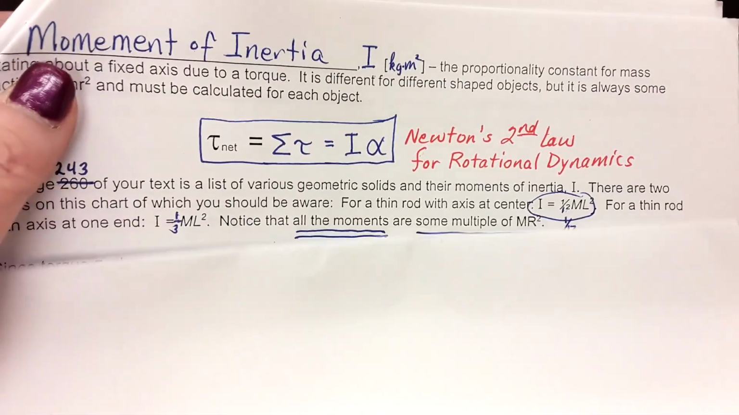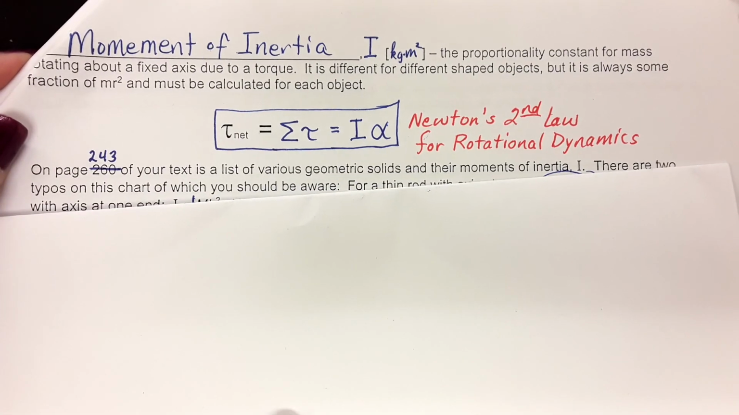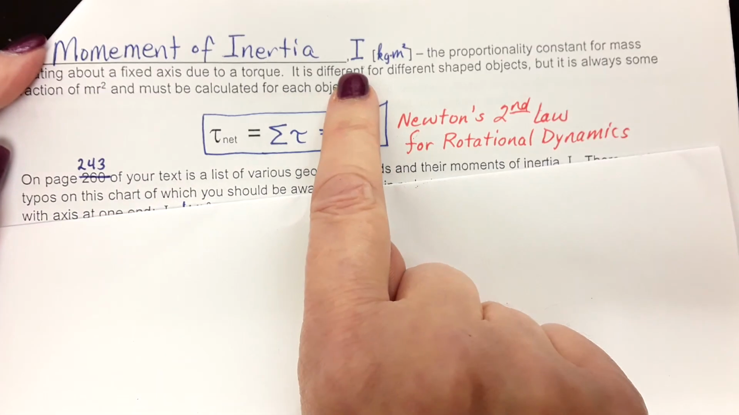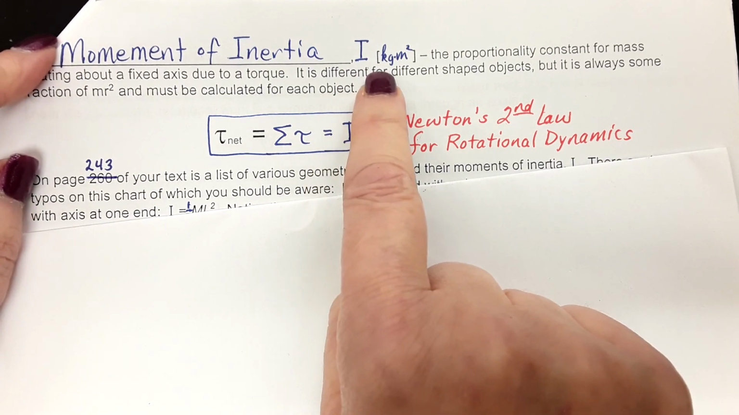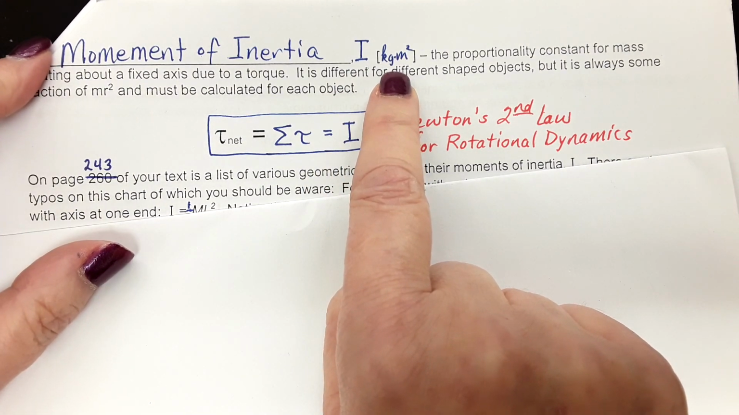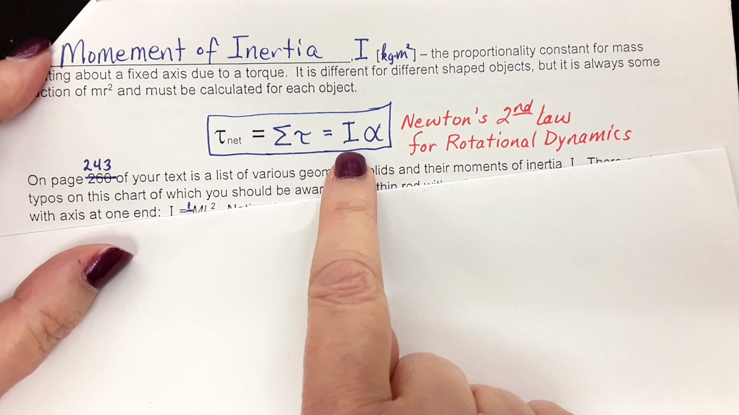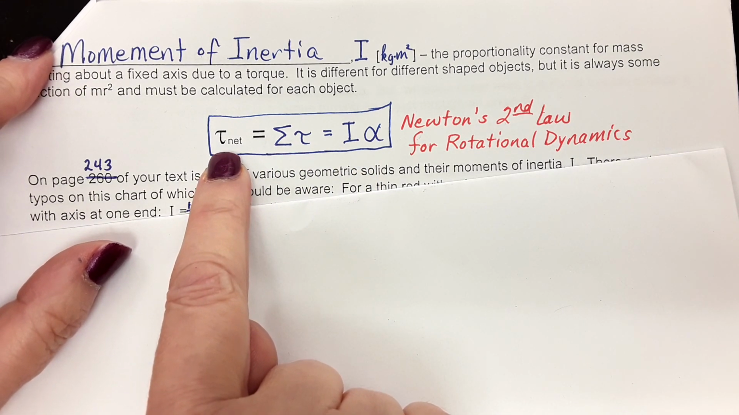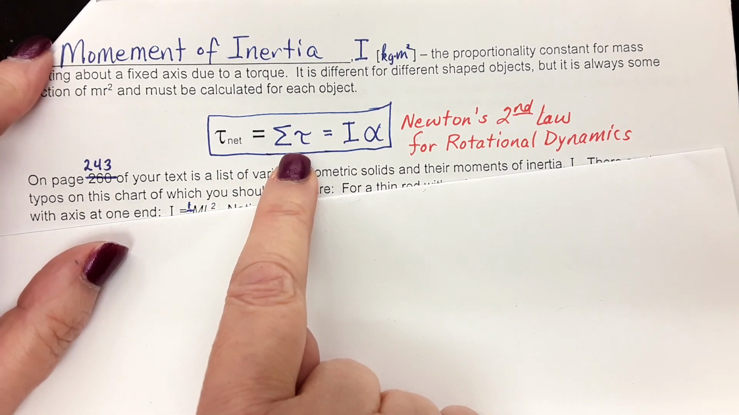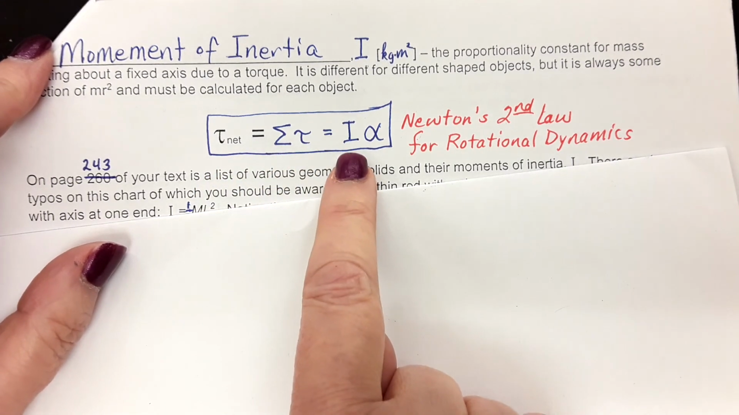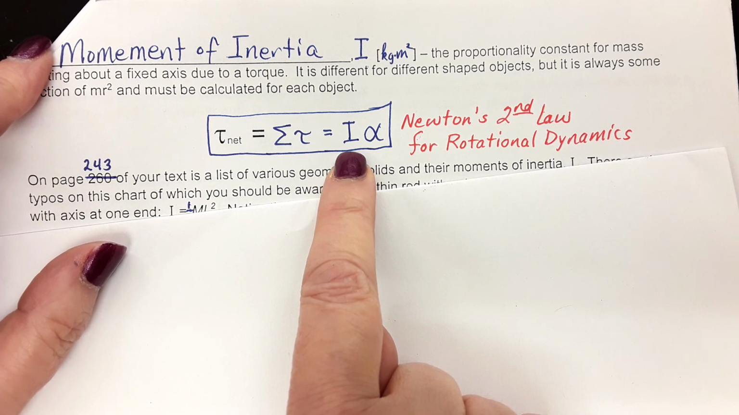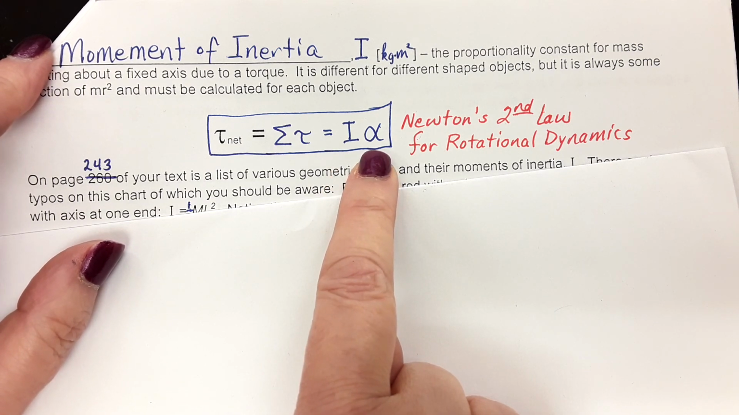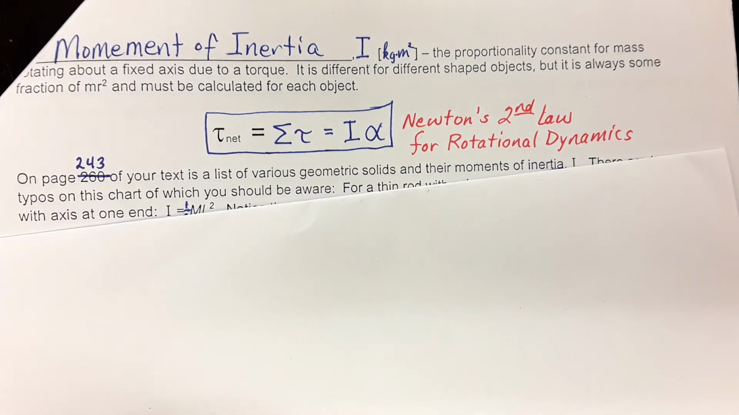Okay, so now, moment of inertia is designated with a capital I and measured in units of kilogram meter squared. So if we stick that in right here, we get Newton's second law for rotational dynamics: the net torque, or sum of the torques acting on the mass, is the moment of inertia of that mass times the angular acceleration. Now, moment of inertia of various objects is different depending on their shape.